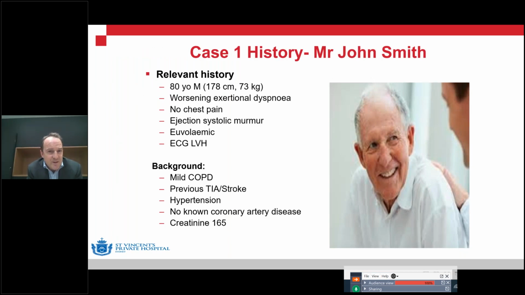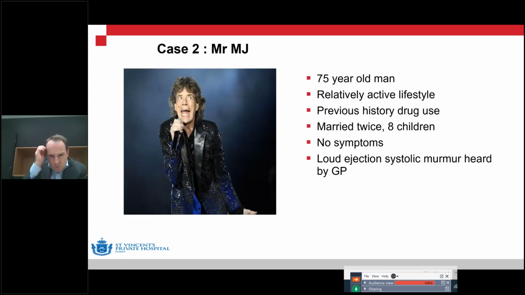Here's an example of a typical patient. He's 80 years old. He's got exertional dyspnea. He has no chest pain. He's got an ejection systolic murmur with some left ventricular hypertrophy on his ECG. He's got a number of comorbidities, including previous COPD, a TIA, some hypertension, but no known coronary artery disease, and he's got some renal impairment. That's one to think about. That was a pretend case.